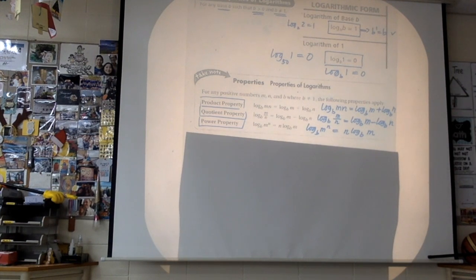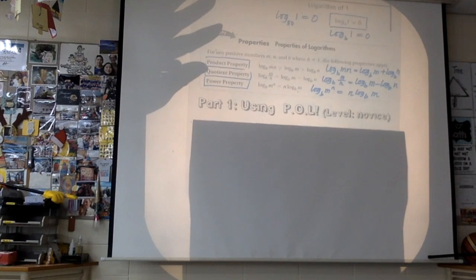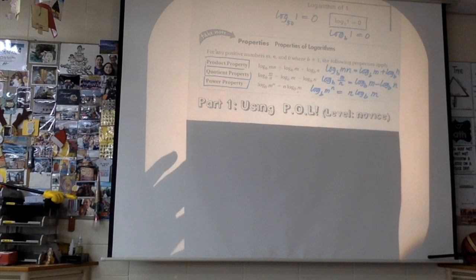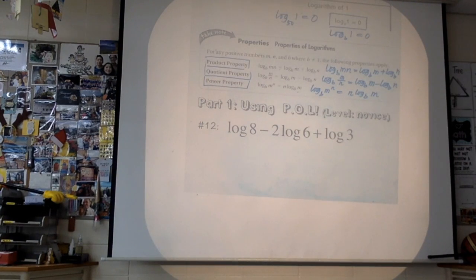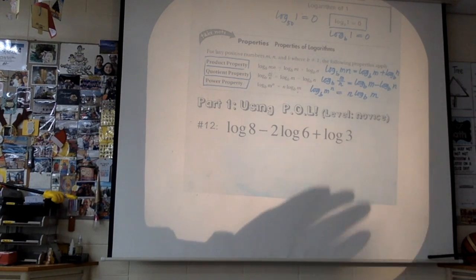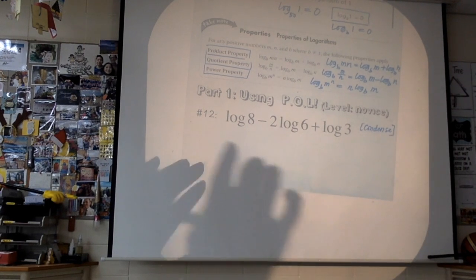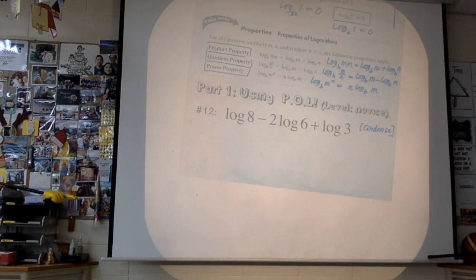Now, using just these three, we're going to go through a series of examples here, okay? Part 1, using the POL, and this is the novice level. So let's look at this problem, number 12 from your book. Now remember, the default base, if not written, is 10. So log base 10 of 8 minus 2 log 6 plus log 3. Usually they're going to say simplify, or ask you to condense. Right now it's expanded, so we're going to try to condense it.